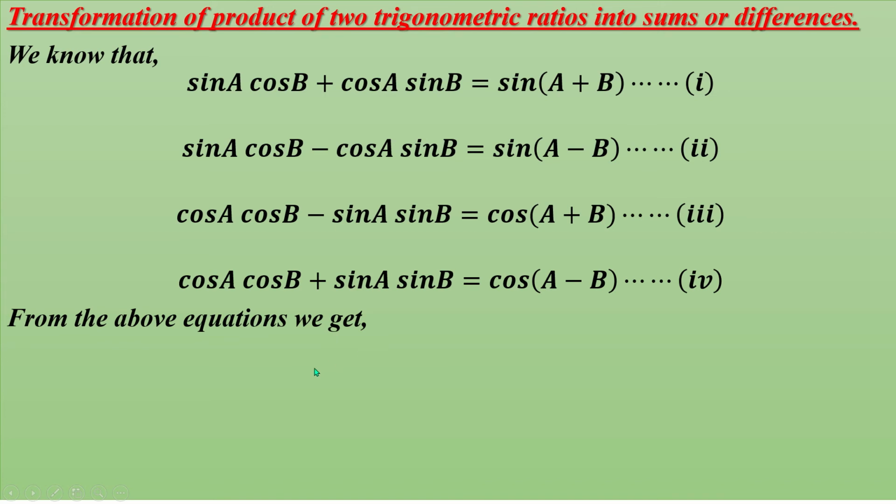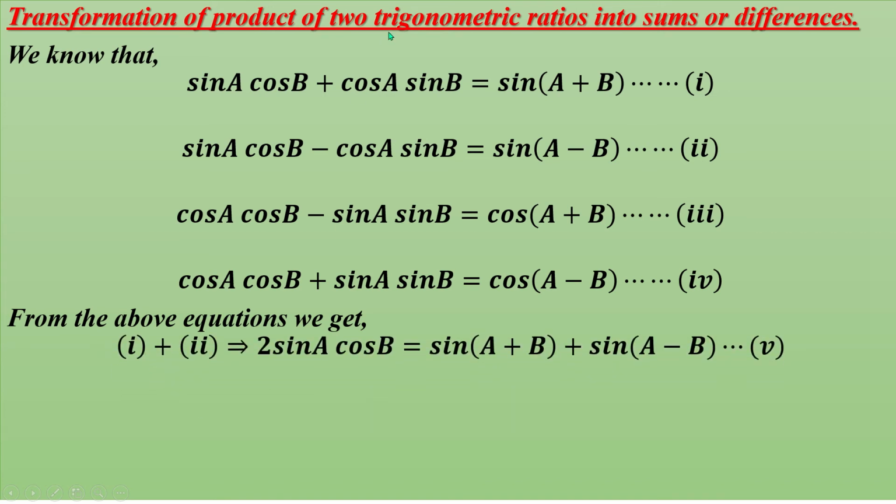determine more formulas after adding 1 and 2. After adding 1 and 2, this and this cut, left side will be 2 sin A cos B and right side will be sin(A plus B) plus sin(A minus B). This is a new formula. Clear? That means 2 sin A cos B equals sin(A plus B) plus sin(A minus B).